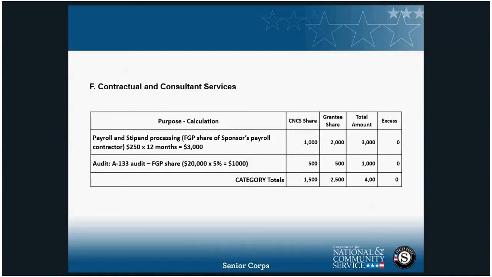CNCS is considering some exceptions for our self-incorporated sponsors, but that's a CNCS exception. That is not something that's indicated in the regulatory requirements. The regs state that if your agency does not meet the A133 threshold, which is $750,000 right now, you should not be charging audit costs to our grant.